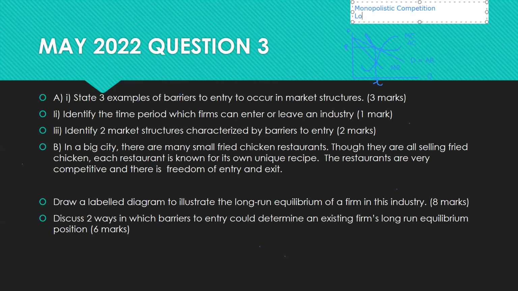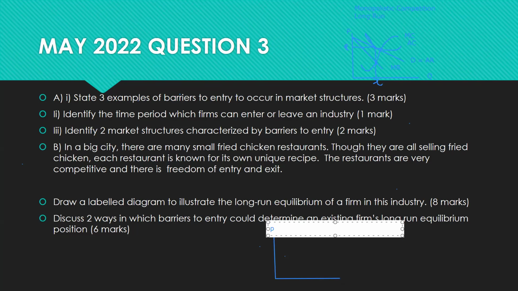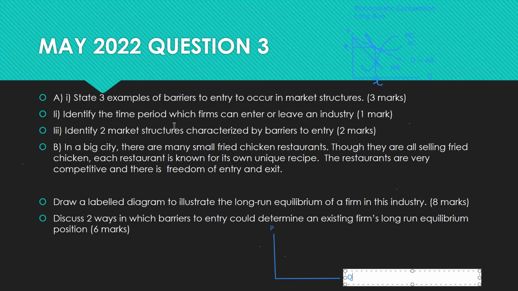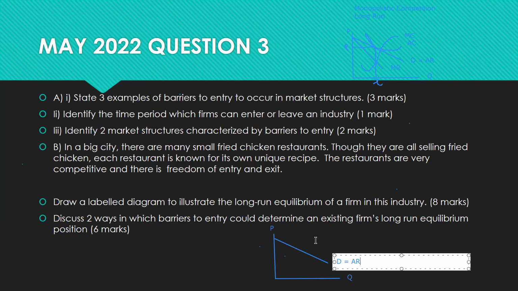Sir, can you draw it again, please? Long run. Sure, I'm going to draw it again down here. So I draw my x-axis, my y-axis, price, quantity. It's not perfect competition, so my demand curve is downward sloping, and my demand is equal to average revenue. My marginal revenue curve is downward sloping as well and located underneath the demand curve.